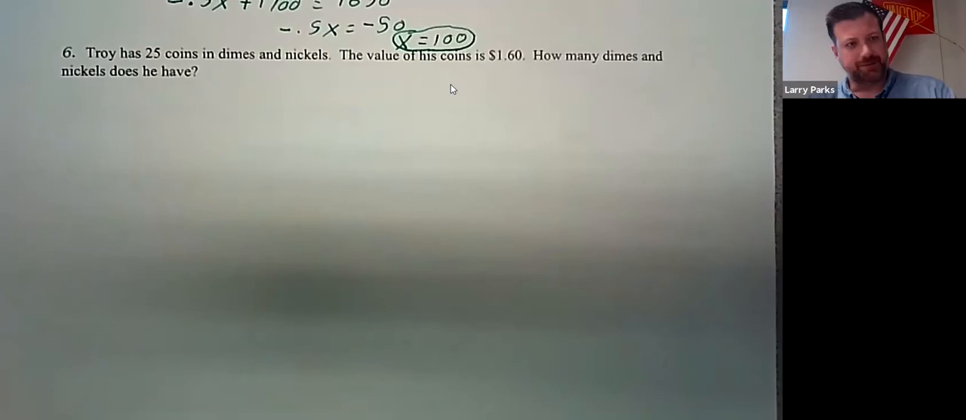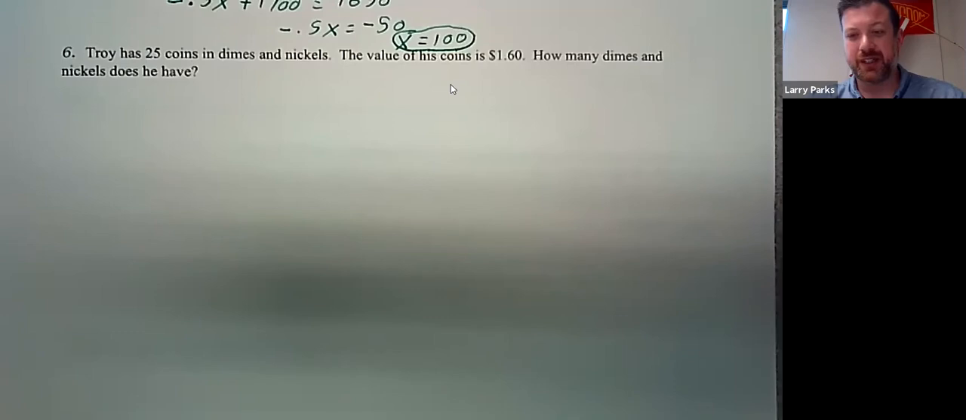Troy has 25 coins in dimes and nickels. The value of his coins is $1.60. How many dimes and nickels does he have? Now there really honestly is nothing keeping you from sitting there and guessing. What I mean by that is you could say 25 dimes, 0 nickels, 24 dimes, 1 nickel, 23 dimes, 2 nickels, 22 dimes, 3 nickels. And you could sit there and go through, what would there be, 25 combinations and get the answer that way. And I could tell you, if that's how you want to do it, go for it. If that's what makes sense to you, it's just going to take longer than using actual algebra.